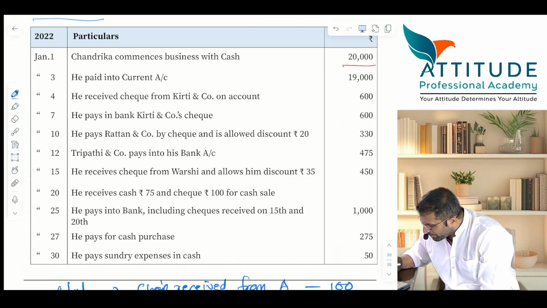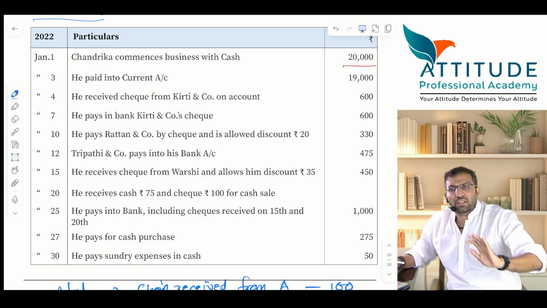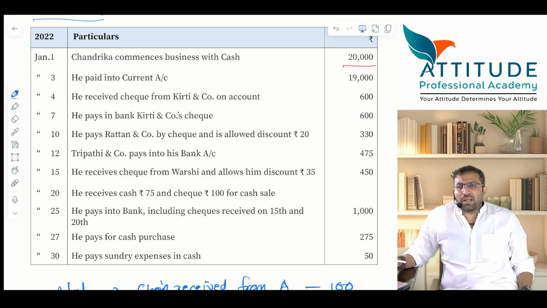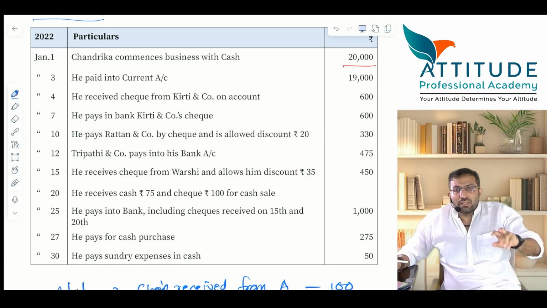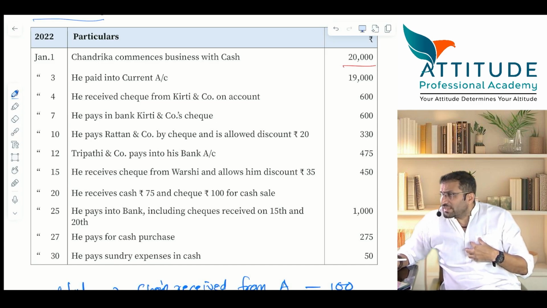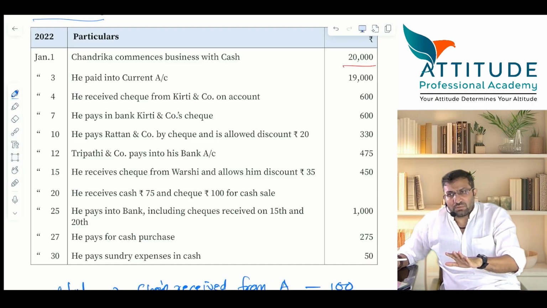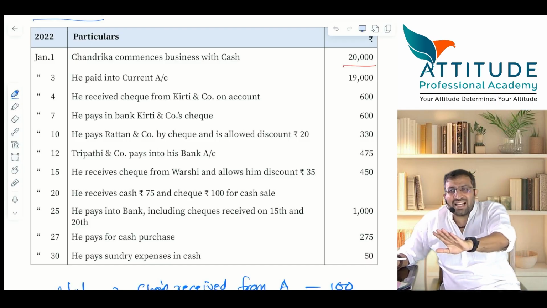Second one below. He paid into current account. Current account is a bank account. Now first of all tell me, when you open an account with the bank, you can have an SB account, savings bank account, or current account. I have a current account. Is that clear? Businessmen, professionals will always have what account? Current account. And a person who is a salaried individual, he will have savings bank.